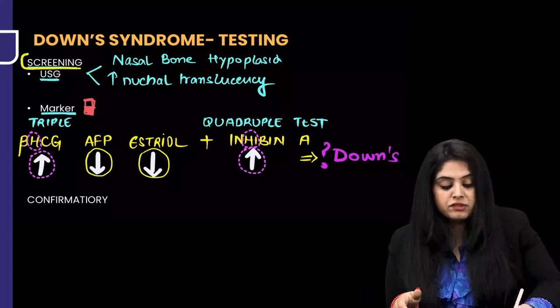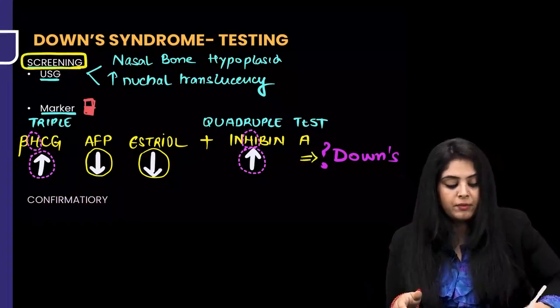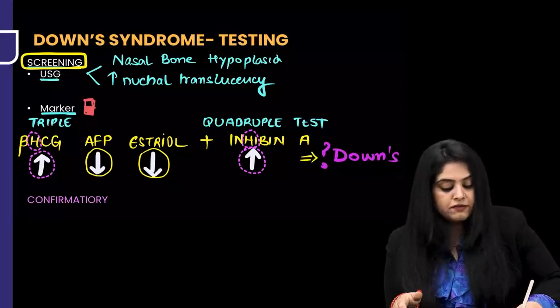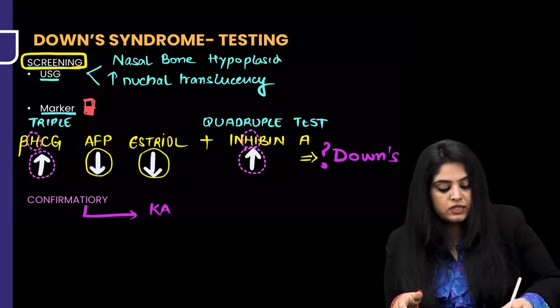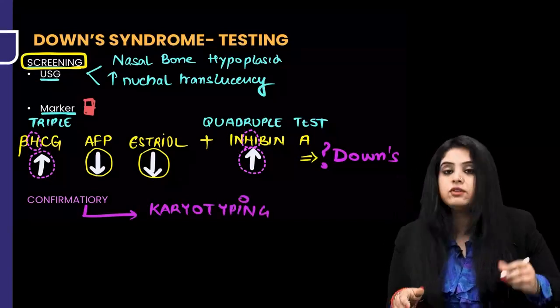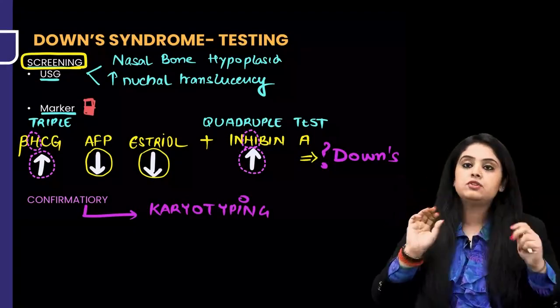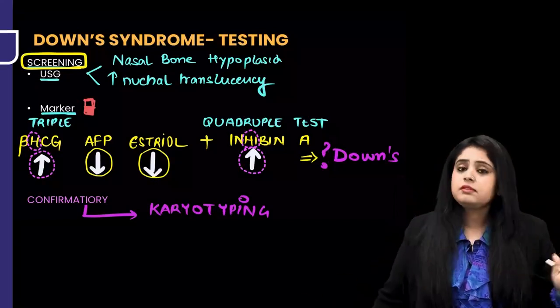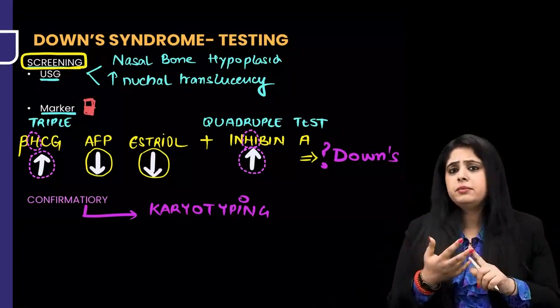Why suspecting? Because these are screening tests. How am I going to do the confirmation? Confirmation is done by something called karyotyping, which I will be teaching you in a while. So karyotyping is what is going to give me the confirmatory analysis of this. Down syndrome, okay: clinical features, complications and testing.